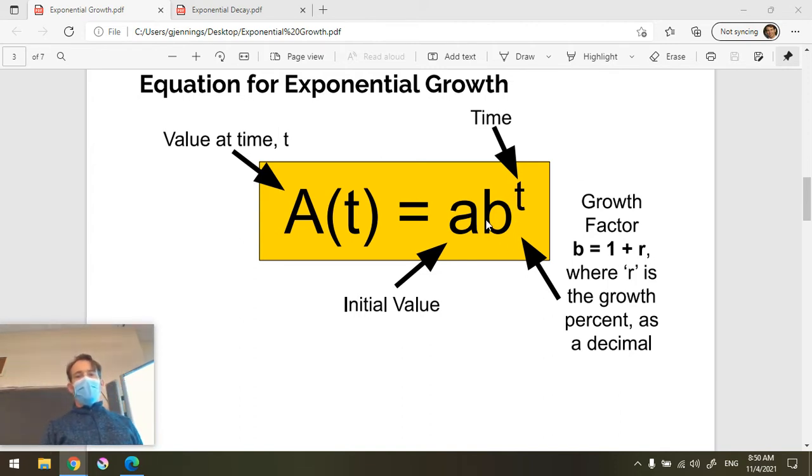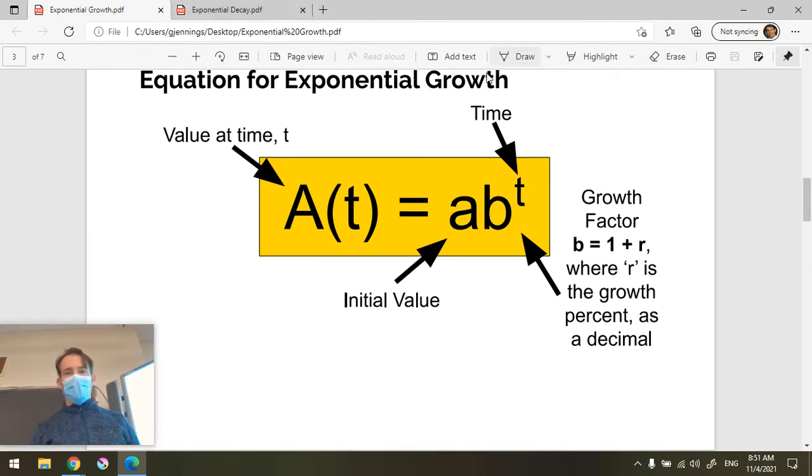The growth factor here is the base of the exponent. That's the number that's being squared or being cubed, or that's being raised to the power t. And we can construct that by the expression 1 plus r. So people like money. What's the percentage of interest that you're getting in your savings account, for example? Does anyone know? Yeah, it's like 1%, right?